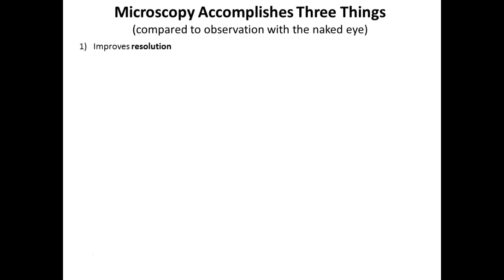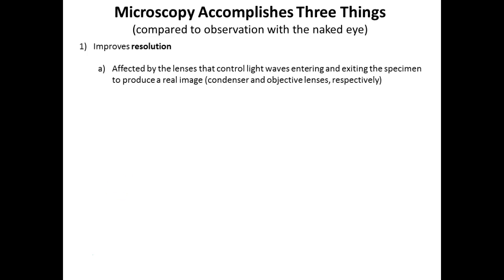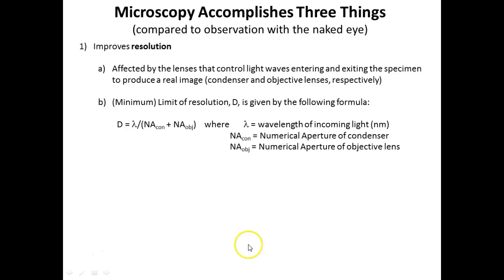So why do we use microscopy? One of the important things is it improves resolution, right? It helps us clearly see things. And you guys calculated this before, right? We have set lenses on our microscopes that have set numerical apertures. We have filters on our microscopes that allow us to use certain wavelengths of light. So we generate resolution within a limit, right?